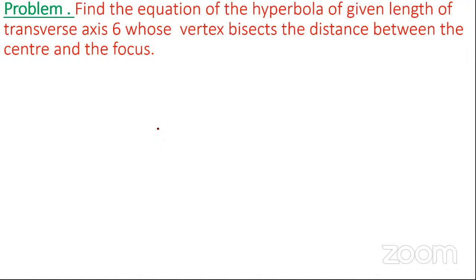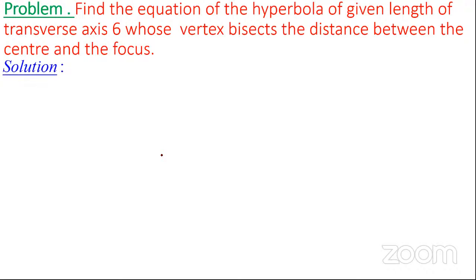So the length of the transverse axis, I'm taking it as a, and this length is given as 6. The vertex bisects the distance between the focus and the center. If the center is here and the focus I'm taking here, this is S and this is C. This vertex bisects C and S. Then we have to find the equation of the hyperbola.